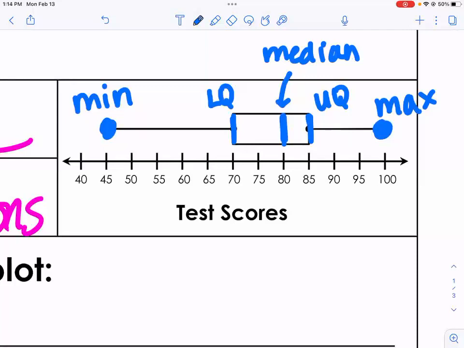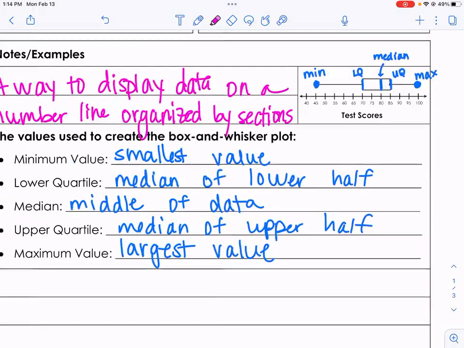Okay. How many sections of data do we have up there? 1, 2, 3, 4. That's interesting because we have what's called the lower quartile and the upper quartile. Because quarter, quartile. I get it.